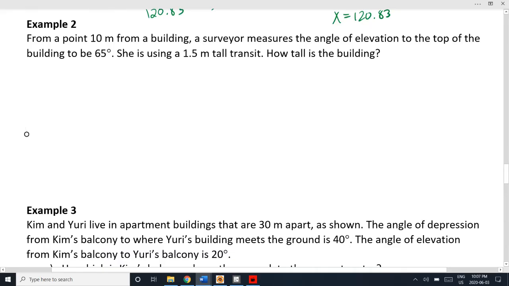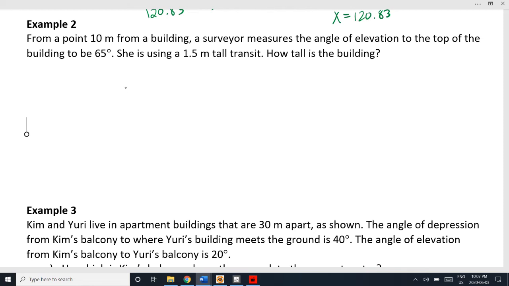Example 2. From a point 10 meters from a building, a surveyor measures the angle of elevation to the top of the building to be 65 degrees. She's using a 1.5 meter tall transit. How tall is the building? Okay, so let's draw our diagram here to get started.